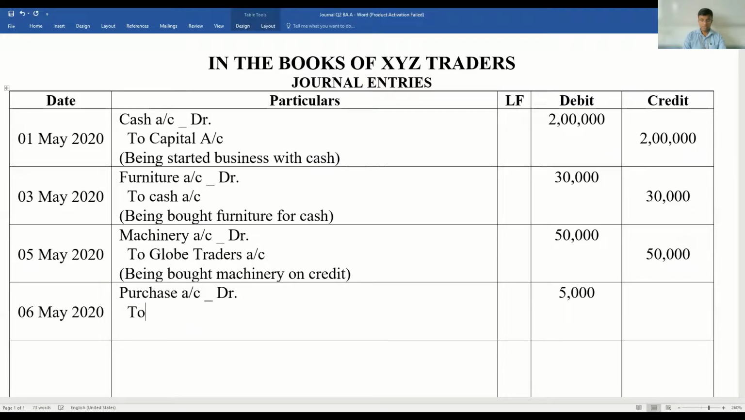1,000 to cash account. 1,000 in purchase, cash. Okay.